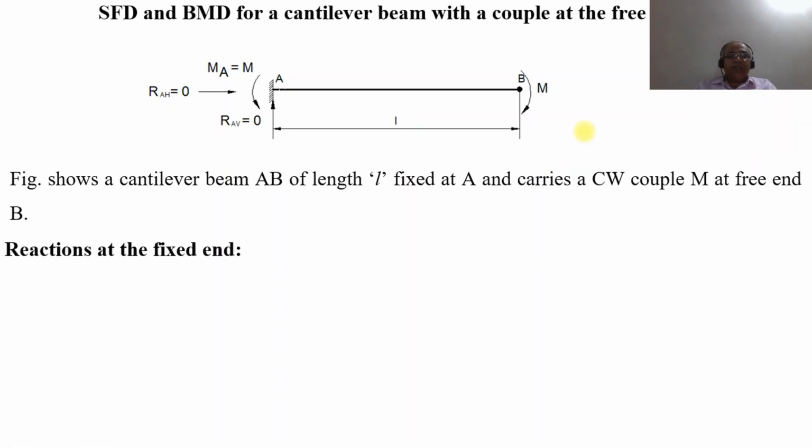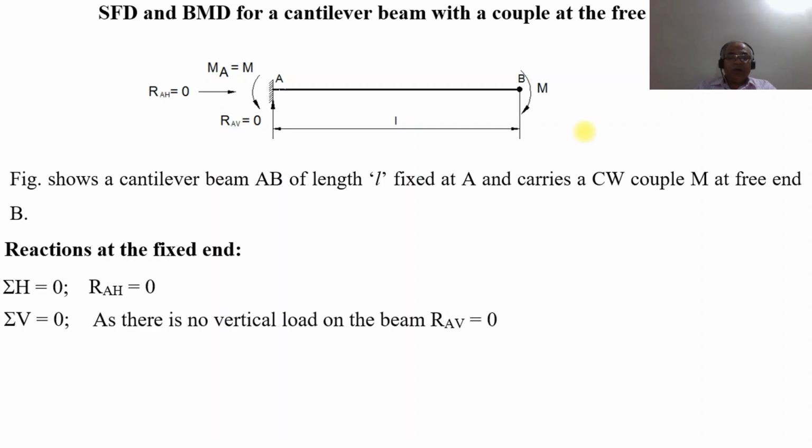So what are the reactions of the support, or the fixed end? As sigma H is equal to 0, as there is no horizontal load on the beam, RAH will be equal to 0. Similarly, sigma V is equal to 0, as no vertical load is acting on the beam because only the couple is acting. So RAV will be equal to 0.